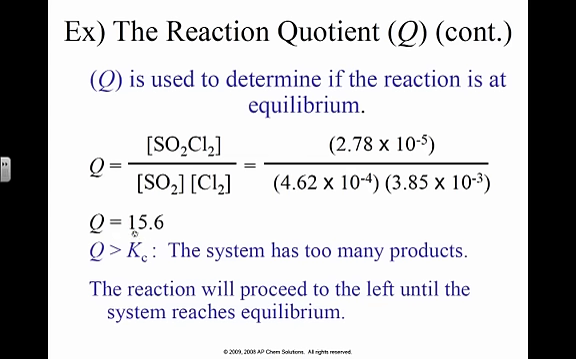So therefore, I am currently way over on the right-hand side of this reaction, and I need to reach K, which is a lower number, so it's further left. So the system has too many products, so I need to continue towards the left. The reaction will proceed to the left to try and reach equilibrium.